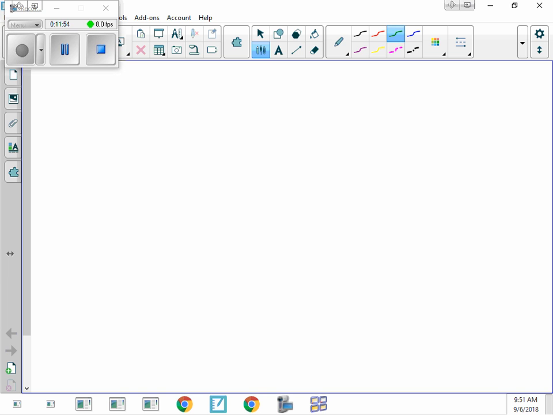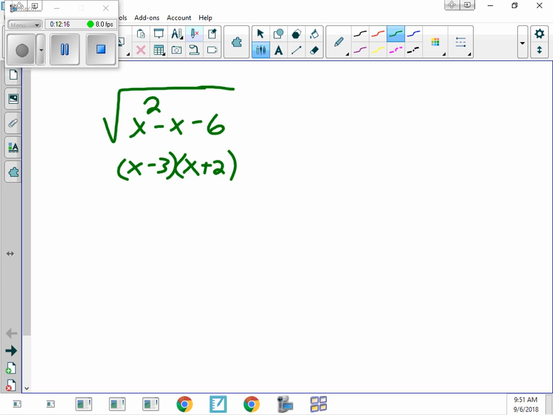All right. What about the square root of x squared minus x minus 6? Well, let's factor that out. X minus 3 and x plus 2. Okay. And I want to know, when is that greater than or equal to 0?